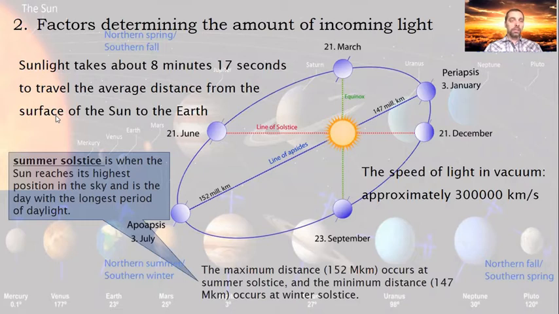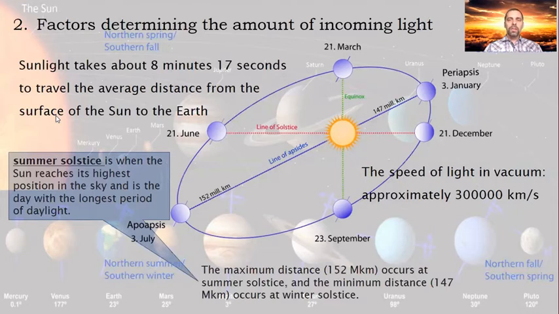The sunshine is starting its long way from the sun to the earth. It takes about 8 minutes and 17 seconds to travel the average distance from the surface of the sun to the earth. Actually, the average distance is 150 million kilometers. And as you see, the maximum distance is 152 million kilometers, occurs at summer solstice, and the minimum distance is 147 million kilometers, occurs at winter solstice.